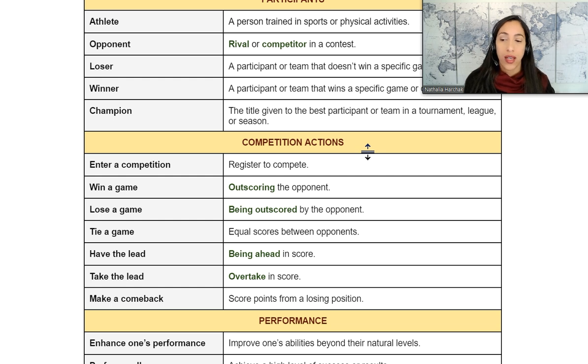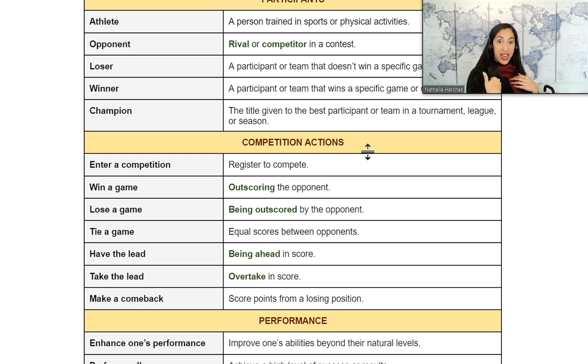Okay, and if you take the lead, so imagine this situation. We are running, okay? And I am going really fast, and then suddenly you go faster than me. You take the lead. Now you are ahead of me. You overtake me, okay?